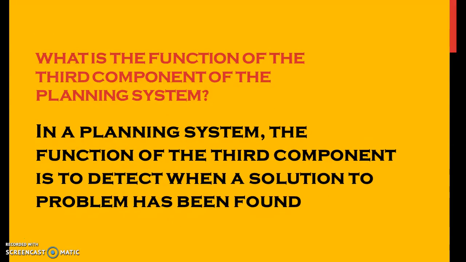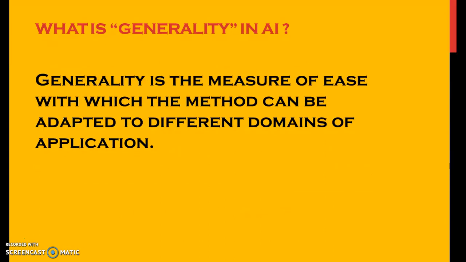So what is the function of the third component of the planning system? In a planning system, the function of the third component is to detect when a solution to the problem has been found. So what is generality in AI? Generality is the measure of ease with which the method can be adapted to different domains of application.